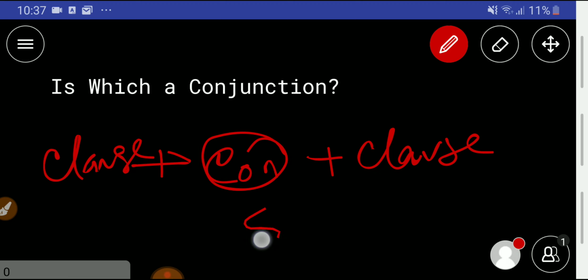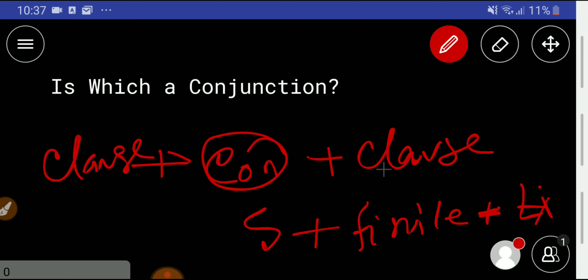Clause means you will have a subject plus a finite verb plus extension, the other parts of the sentence. Remember, a conjunction never modifies a noun or pronoun, right? Please remember these things. A conjunction just connects two clauses or two phrases or two nouns or two pronouns, right?